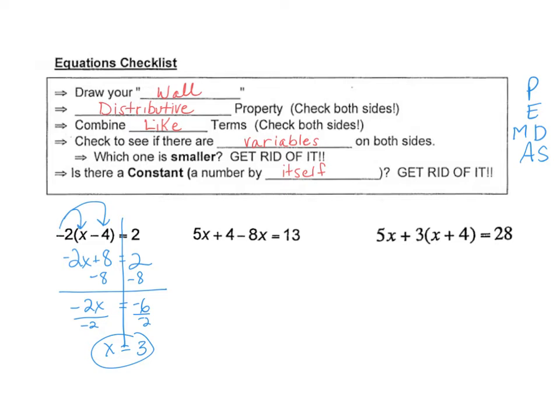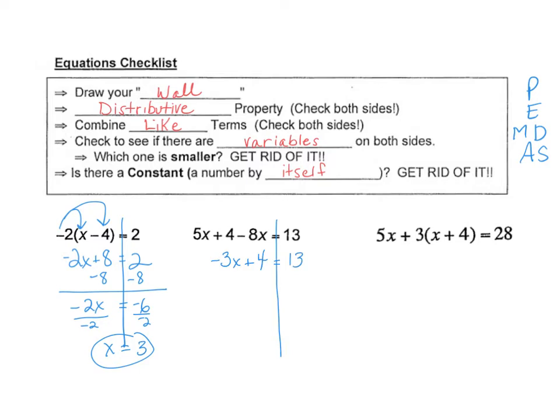Moving on to the second one, I'm going to go through my checklist starting from the beginning. I'm going to draw my wall. I'm going to look for the distributive property. I don't see the distributive property, so I'm going to go down to the third step, which is, can I combine like terms? And I see that I actually can combine like terms. I have a 5x and I have a -8x that I can put together. When I put them together, they make -3x. And I'm going to bring down that +4 because I didn't use it yet, and keep everything lined up with my equals and my 13 on the right.